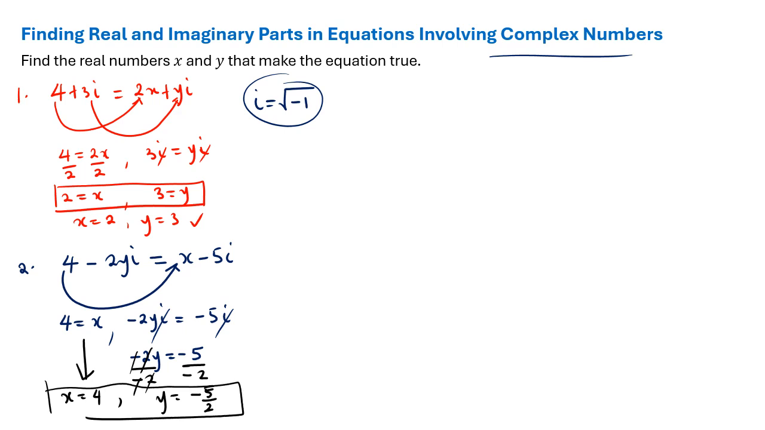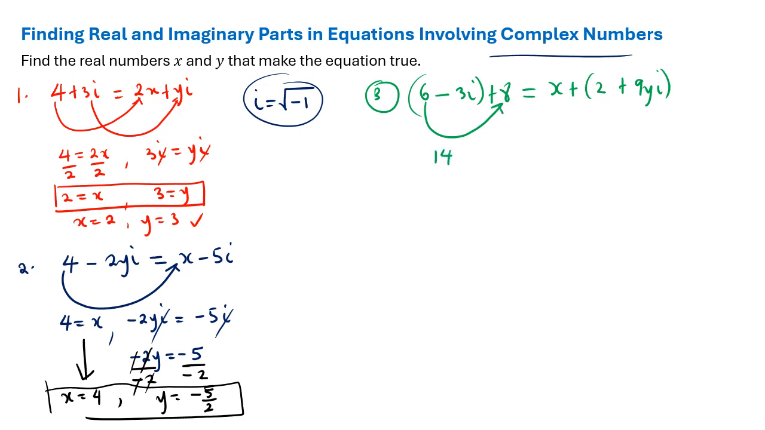Okay, so let's take another example. Example 3. For example 3, we have 6 minus 3i plus 8, and that's equal to x plus 2 plus 9yi. For this problem, we're going to make sure we combine the real parts. We can combine 6 and 8 to get 14. And then we will drop negative 3i here. And we'll set that equal to x plus, just remove the brackets, plus 2 plus 9yi.